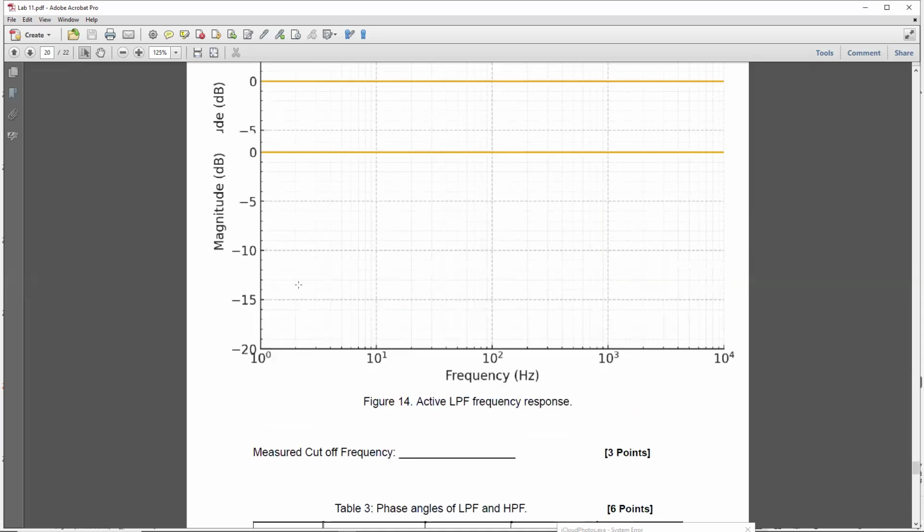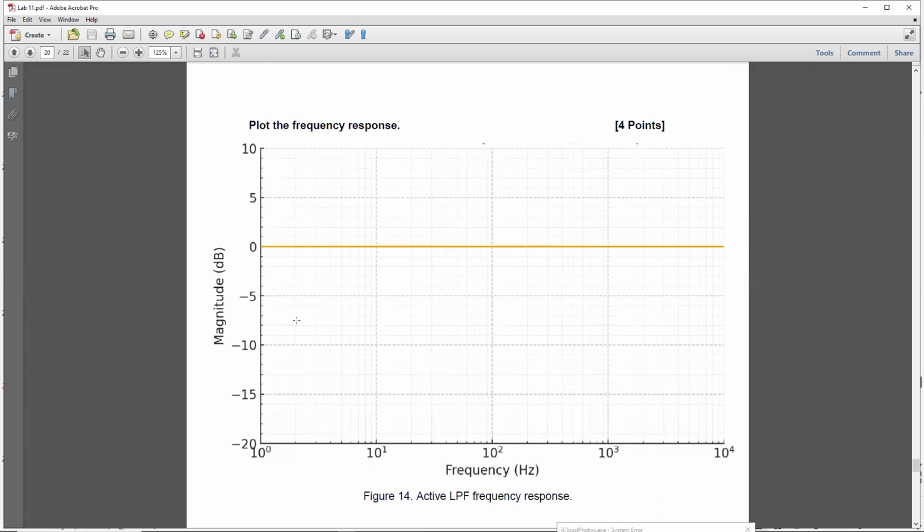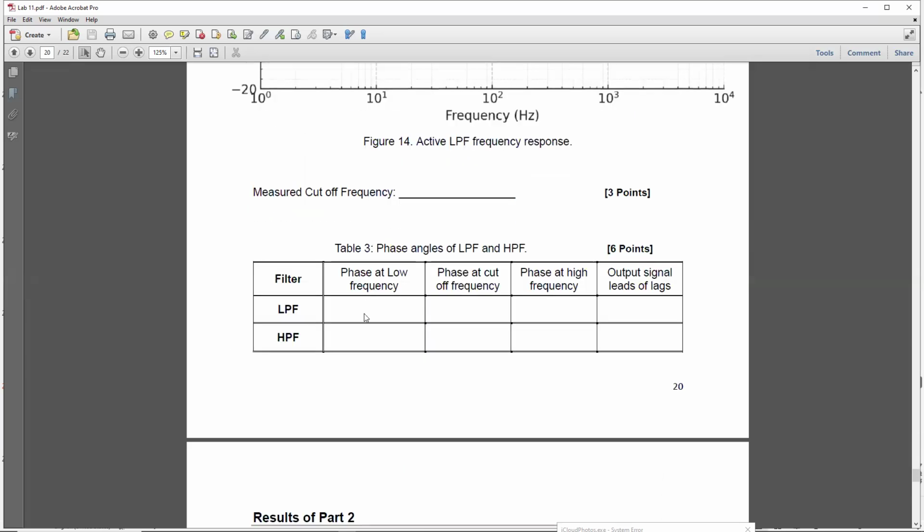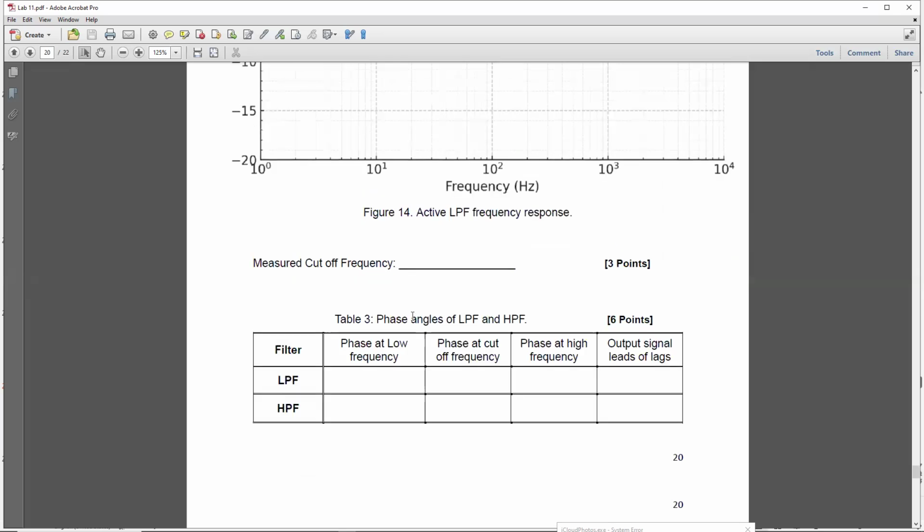And then you need to just observe at low frequencies, what is the phase between input and output, okay? And also at cutoff, what is the phase? And at high frequency, what is the phase, okay? And you should notice, is the output leading or lagging? I already explained that, and you already have the values. I want you just to observe, to understand it, okay?